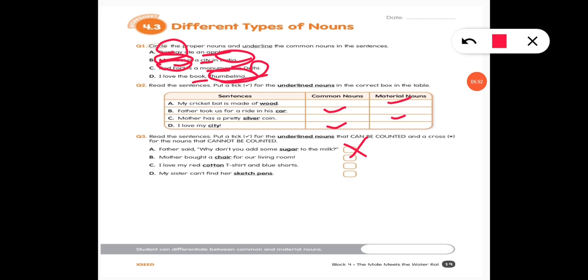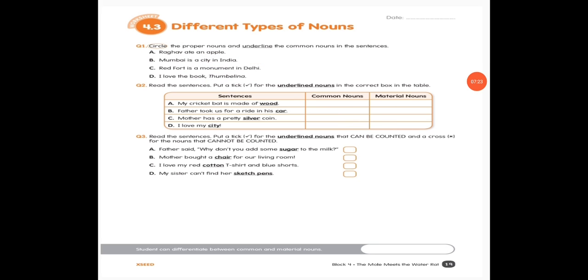Next one, mother bought a chair for our living room. So here chair we can count, so you have to tick. Next one, I love my red cotton t-shirt and blue shorts. You cannot count the cotton, cotton is a material, so cross कर रही हैं हम, वो count भी नहीं कर सकते आप cotton को. So next one, my sister cannot find her sketch pens. You can count the sketch pens, so you have to tick it. So I hope this worksheet is clear to you. Now move on to the practice questions.